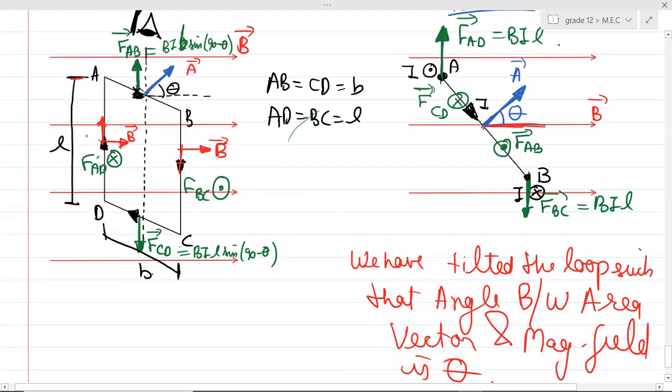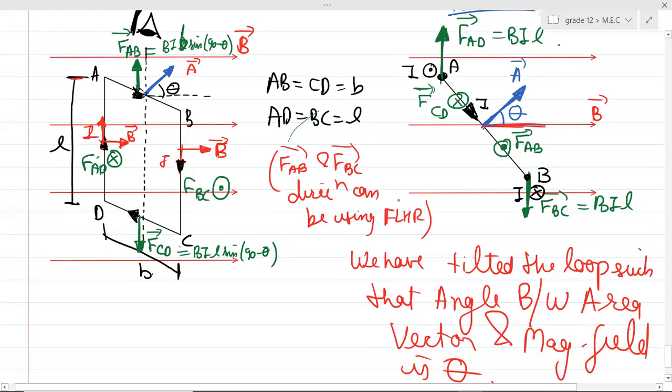So this will be the length and this will be the direction of current. This will be the magnetic field. Hence the force acting on it. You can give the direction of F_AB and F_BC using Fleming's left hand, if you want. Otherwise, don't do it. In my opinion, don't follow it. So is this clear, guys?